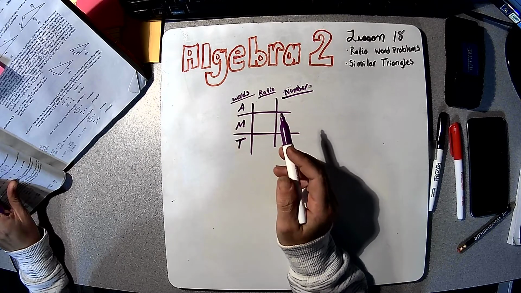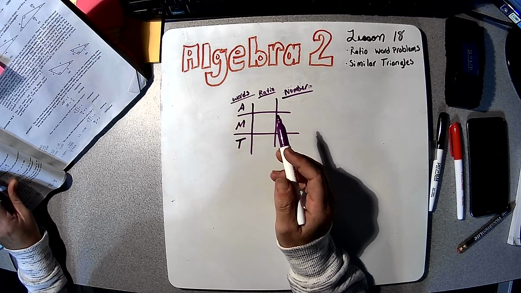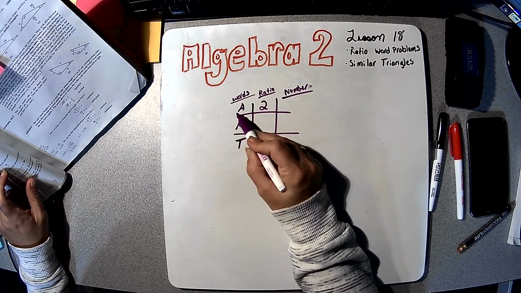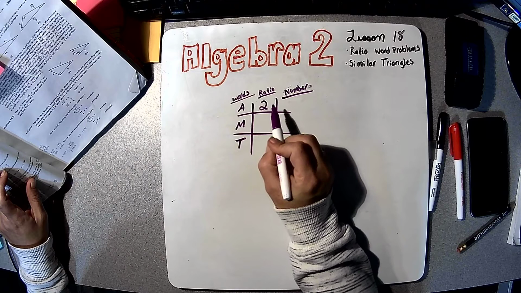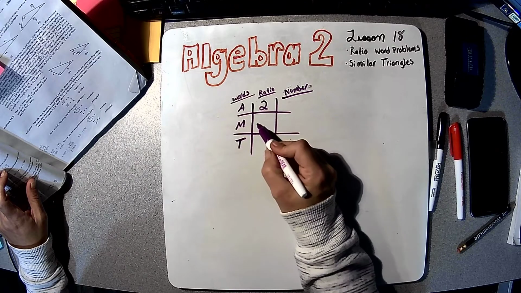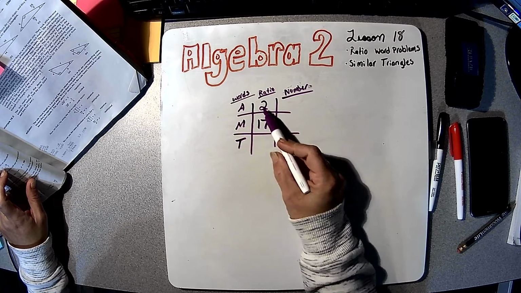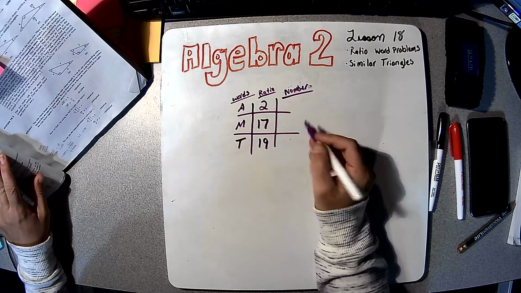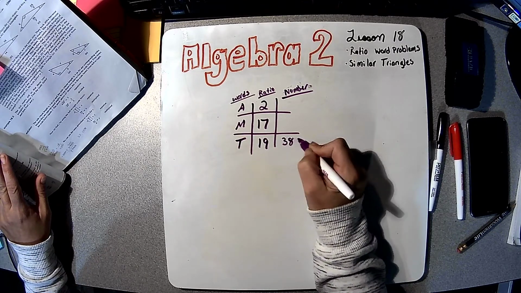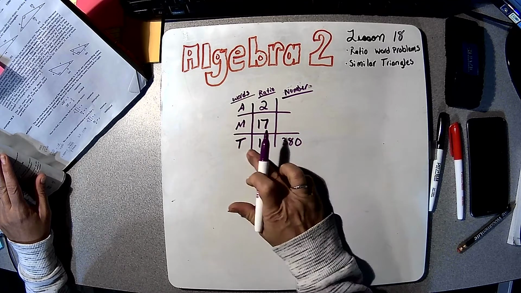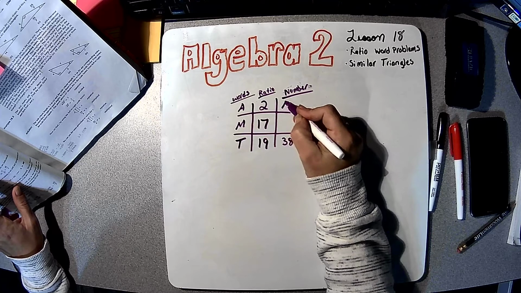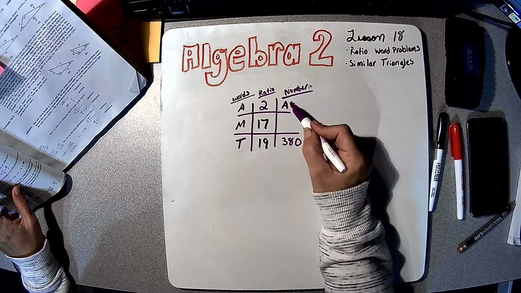So on the ratio, it says Arabians to mixed breeds was 2 to 17. So I know 2 represents the Arabians because that came first. It said Arabians to mixed breeds, 2 to 17. So our 17 goes there. And then the total number would be 19. Now it tells us there are 380 horses in the herd. So that's our total number of horses in the herd. And it wants us to find how many Arabians were in the herd. So that means we're going to be looking for that one right there.